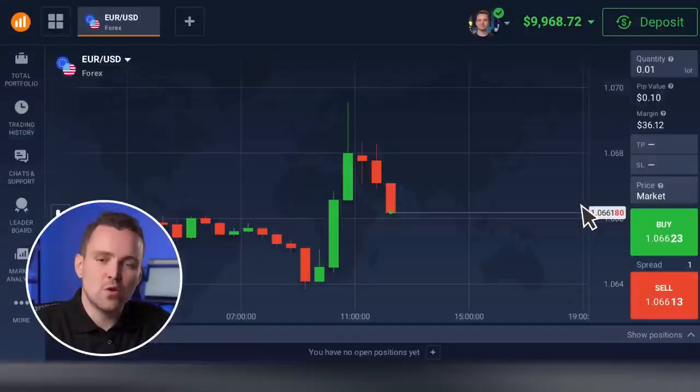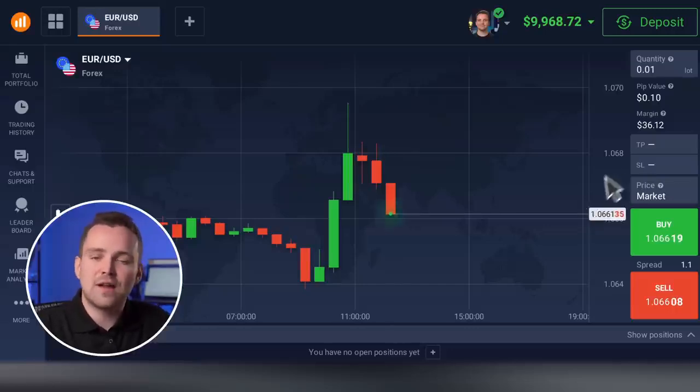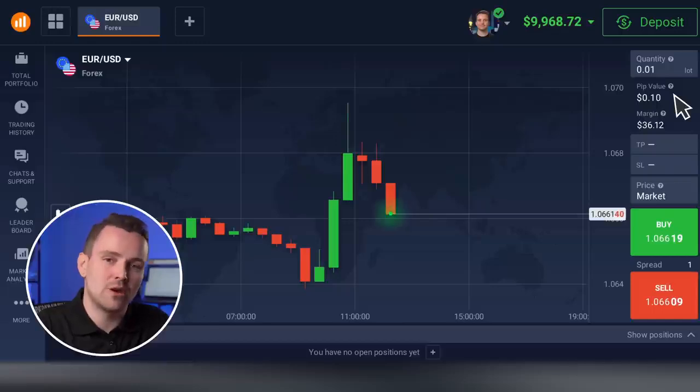So for each 0.0001 point change in the rate of Euro to USD, a potential amount of outcome or loss will be equal to 10 cents, the amount already expressed in my account currency. This is exactly what we see next to the pip value indication.